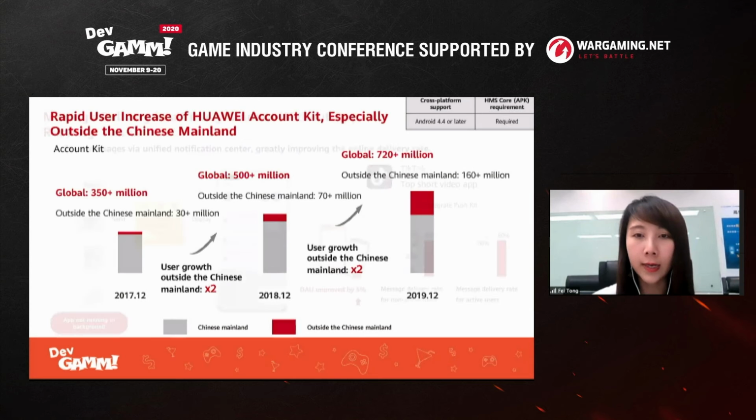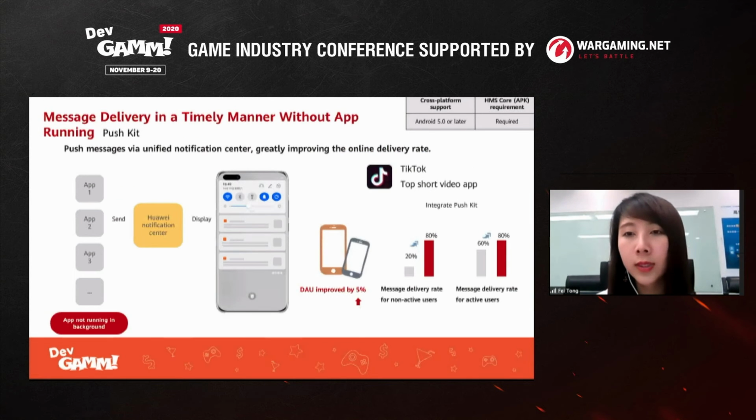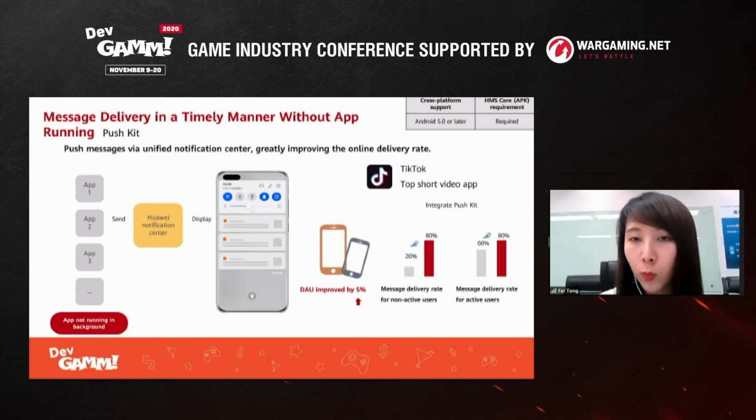Next is PushKit. You could use PushKit to send messages to users via the unified notification center on their devices. It is one of the efficient ways for promotion and process operation. It could help you call your users back to your games by sending their latest promotion or reminder messages. Here is one of our successful cases from TikTok.